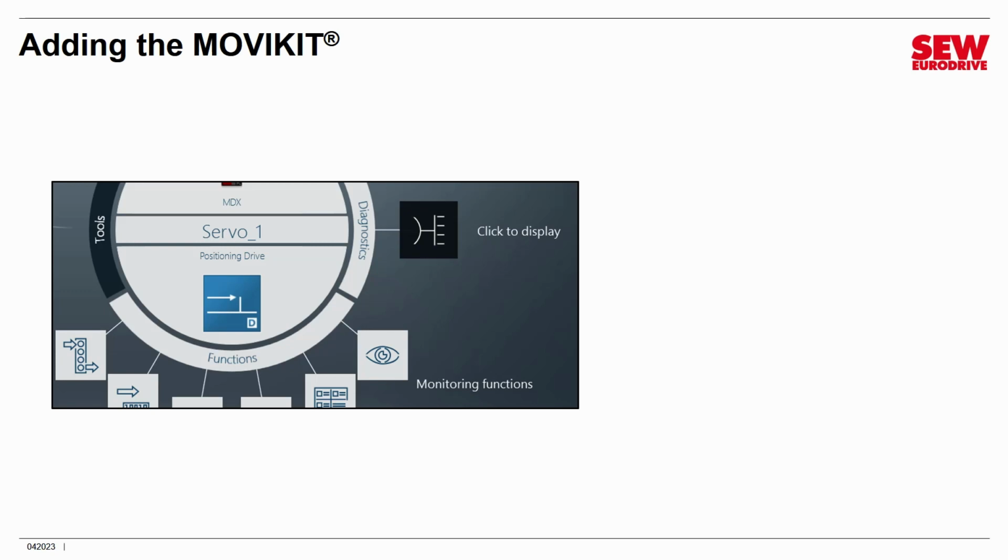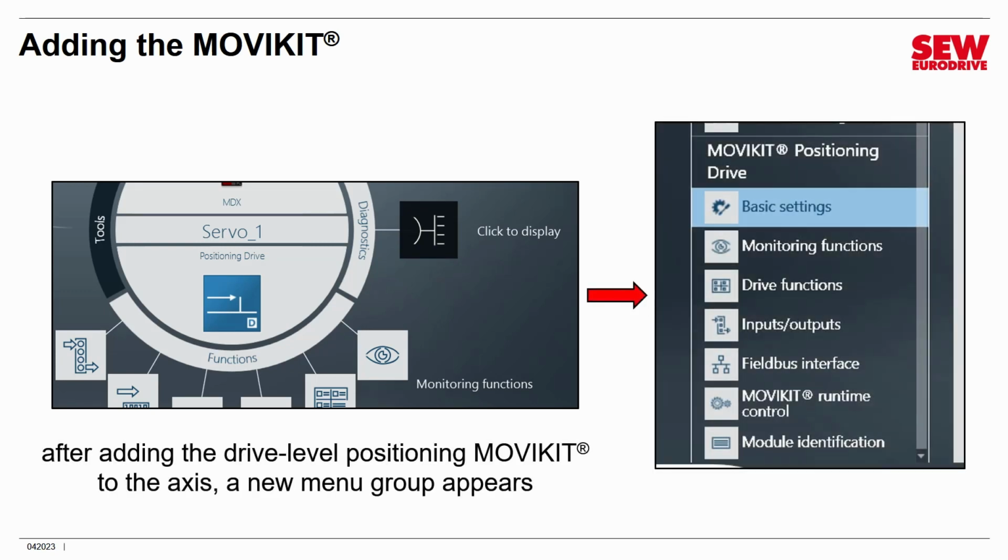Once you've added the MOVIKIT, you will have some extra menus. They appear in the menu group MOVIKIT Positioning Drive, and you can go to these to set the different things required to get the MOVIKIT up and running. So let's take a look at those.